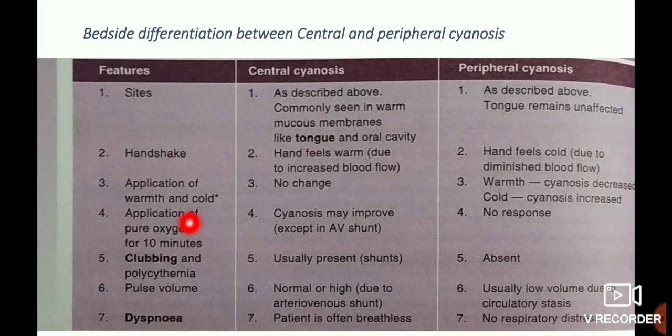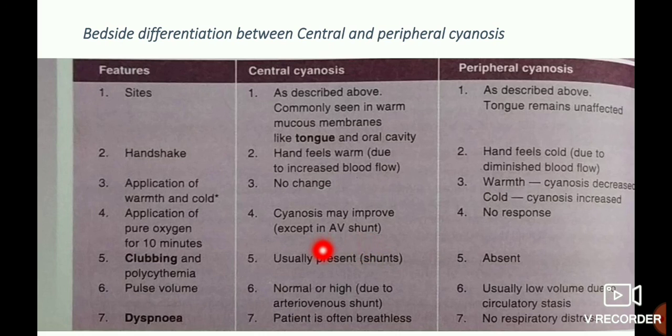Application of warmth and cold. If we apply warmth or cold to the centrally cyanotic patient, there will be no change. But in the peripherally cyanotic patient, warmth will decrease the cyanosis, but cold increases the cyanosis. Application of pure oxygen for 10 minutes. If we apply oxygen for 10 minutes, the central cyanosis improves if it is due to imperfect oxygenation of the blood in the lungs. But if it is due to admixture of the venous and the arterial blood, it will not improve.